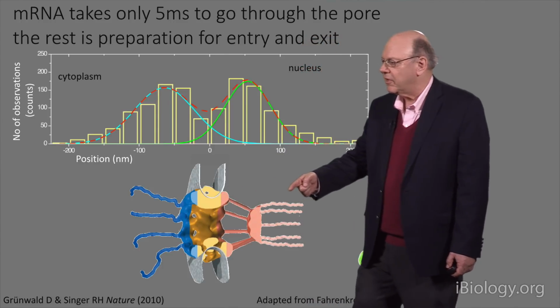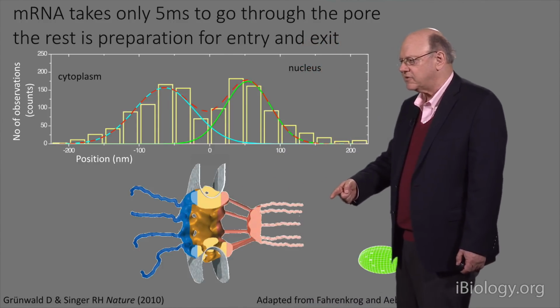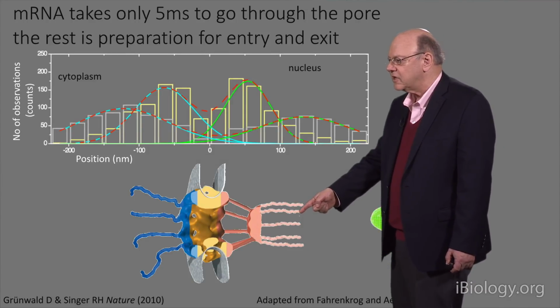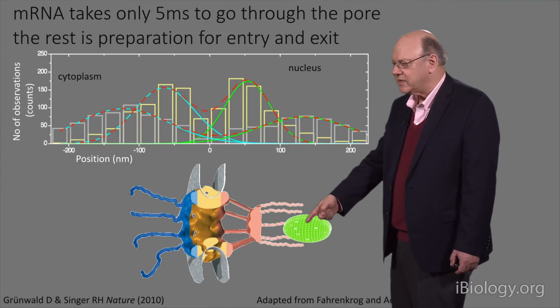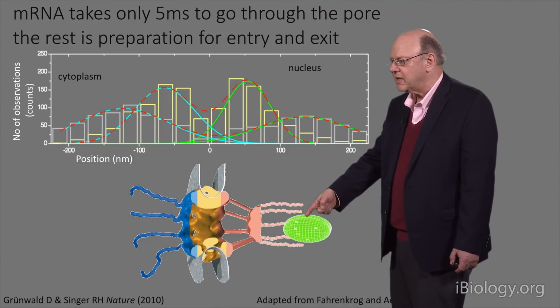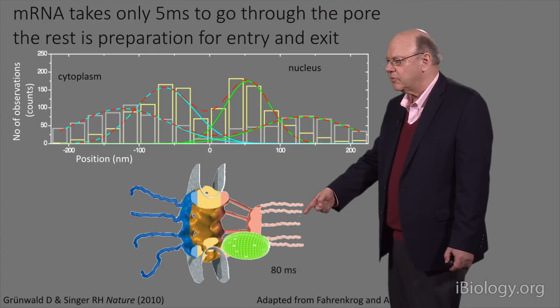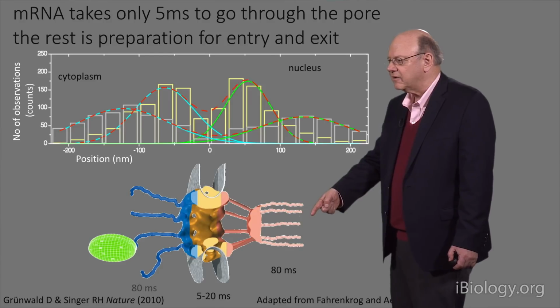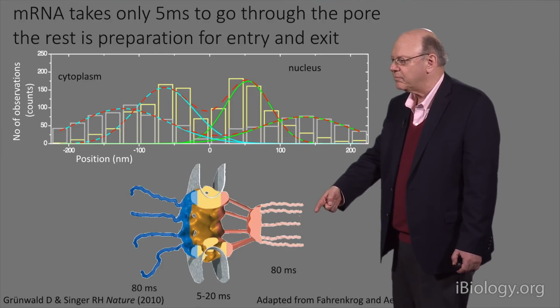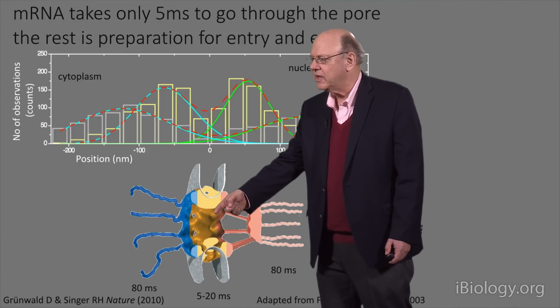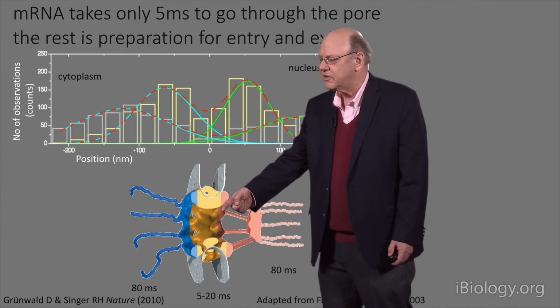The time of the total 160 milliseconds in the dwell time is really the time it takes the RNA to actually get ready to go through the pore. So here it binds to the nuclear basket on the inside of the pore, and then it goes through the pore rapidly and takes another 80 milliseconds on the other side of the pore to actually be released from the pore into the cytoplasm.